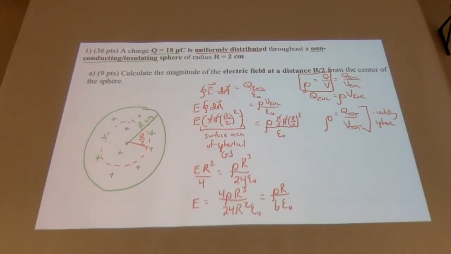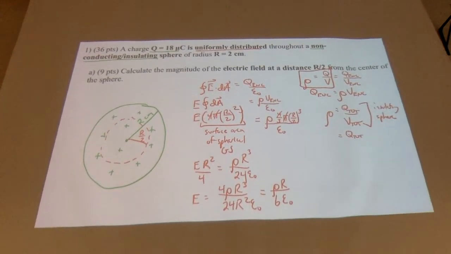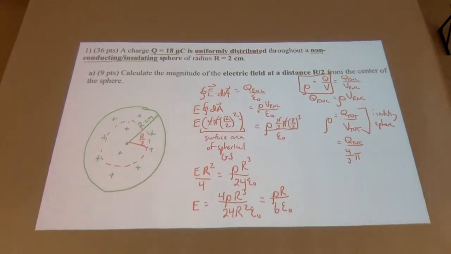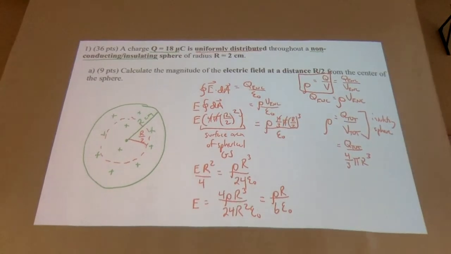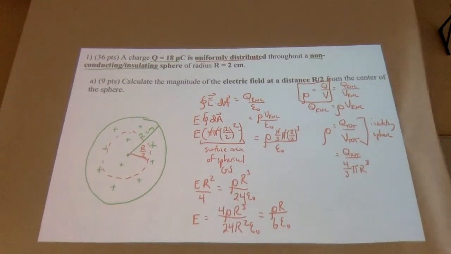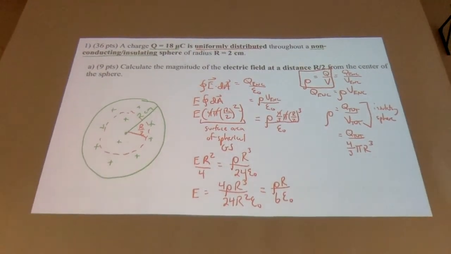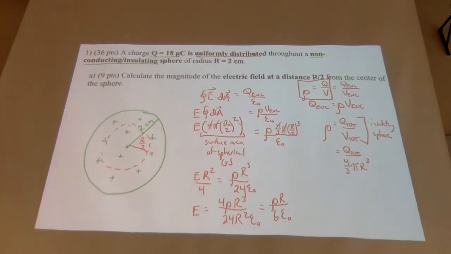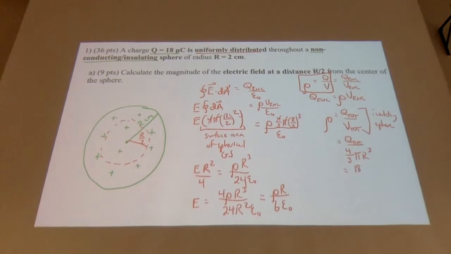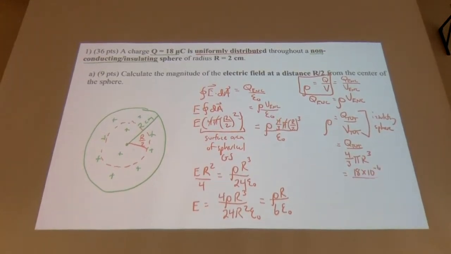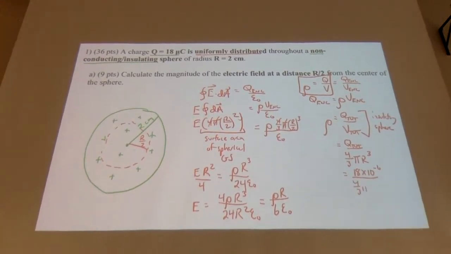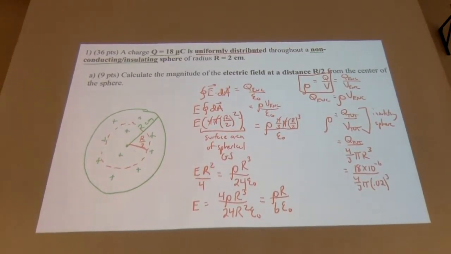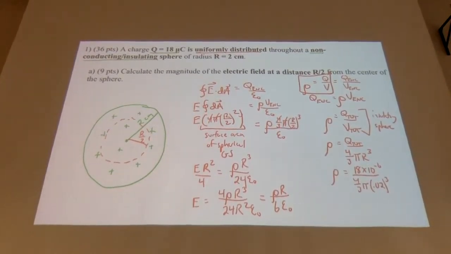So let's see. This Q total, we know what that is. The total volume is 4/3 pi r cubed, where r is the actual 2 centimeters there at the top. So this is 18 times 10 to the minus 6 over 4/3 pi 0.02 cubed. Somebody punch that in your calculator and let me know what you get.